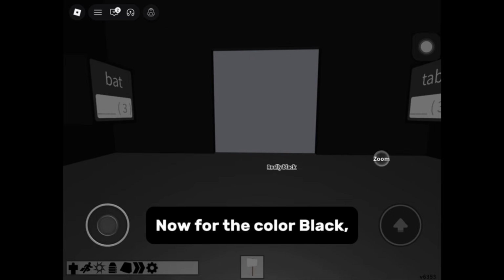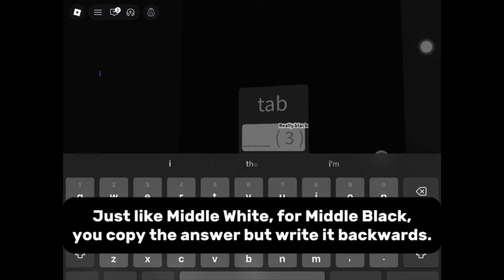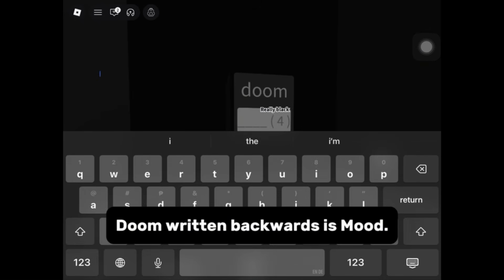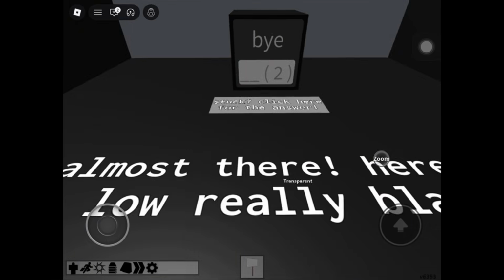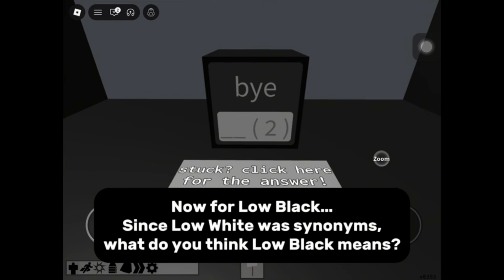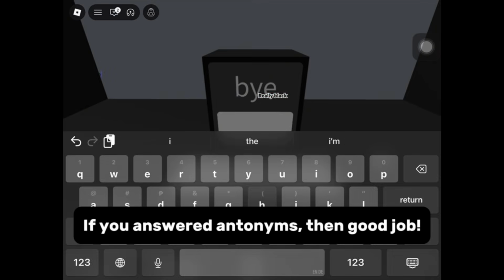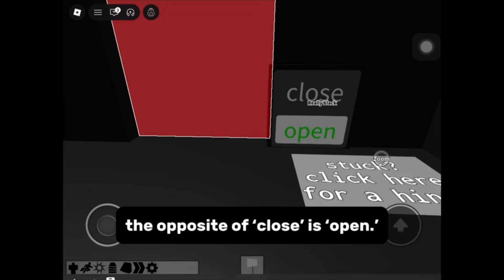Now for the color black. Just like middle white, for middle black, you copy the answer but write it backwards. Doom written backwards is mood. Mood written backwards is doom. Now for low black. Since low white was synonyms, what do you think low black means? If you answered antonyms, then good job. The opposite of close is open.